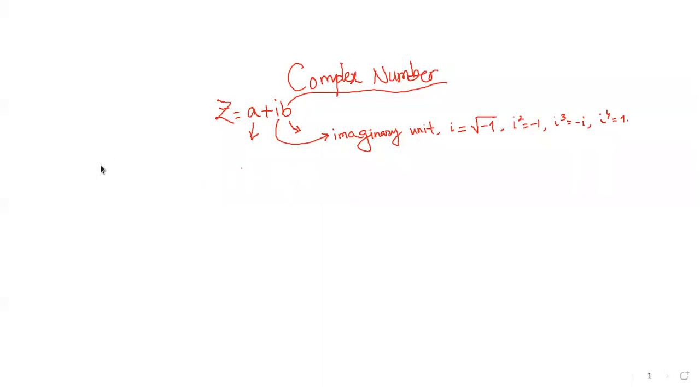And we also discussed the operations of complex numbers. For example, two or more complex numbers we can add, subtract, multiply, or we can apply the division operation, just like real numbers.